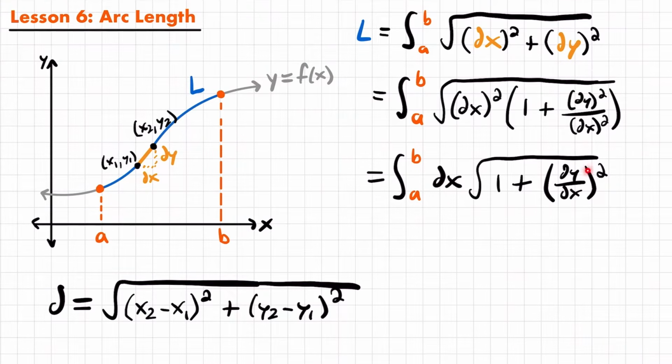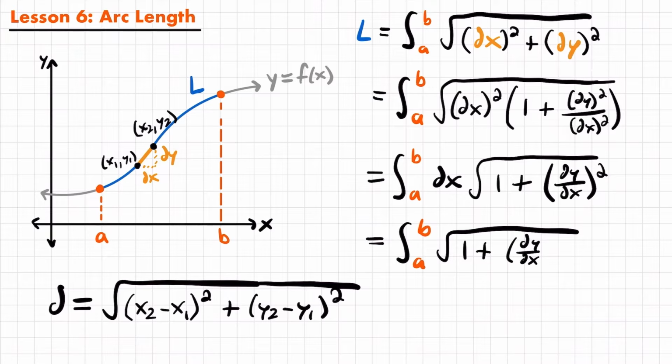And now we can reorder our integral and move this dx to the back, and what we'll have is that this is equal to the integral from a to b of the square root of 1 plus dy divided by dx squared times dx. Okay, and so now we have a more usable integral that will allow us to calculate the arc length of a curve from a to b.